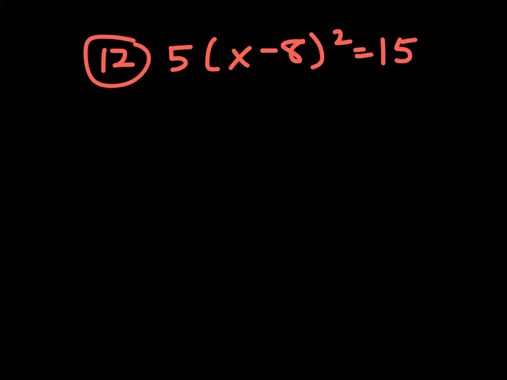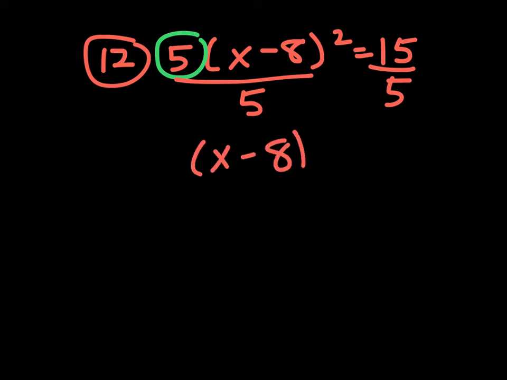For this one, I need to work from furthest away from x to closest to x. So right now, the 5 is furthest from x. So I'm going to divide both sides by 5, giving me x minus 8 squared equals 3. And then the next furthest thing from x is the squared. The minus 8 is closest, so I'm going to do that last.